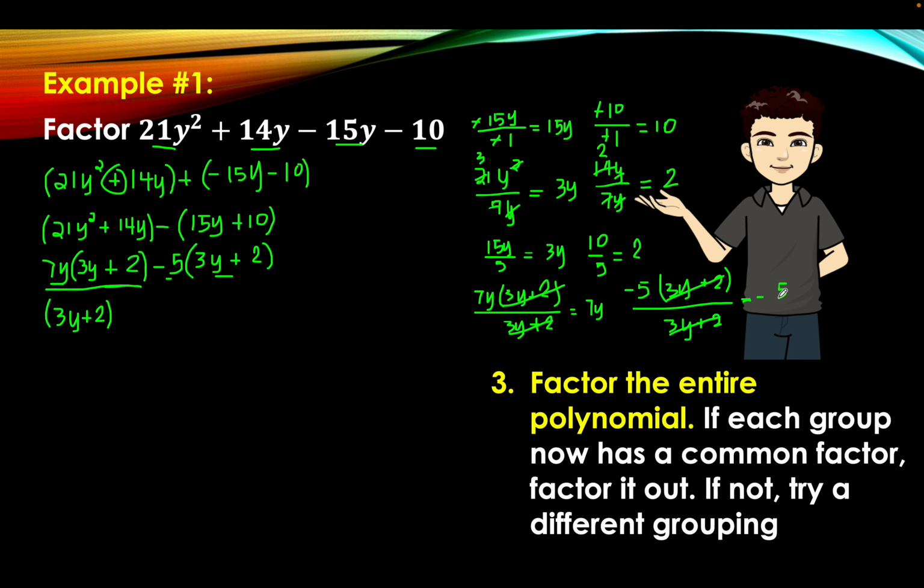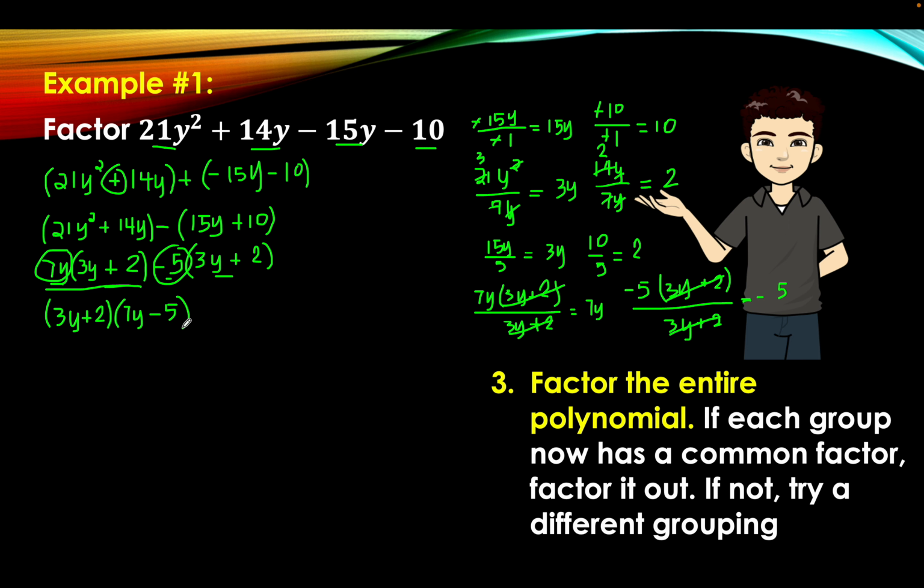Okay? So that means the GCF is the quantity 3y plus 2. And removing this GCF means dividing each term by the GCF 3y plus 2, and that leaves us with 7y and negative 5 as one of the factors. So we have here the quantity 7y minus 5.